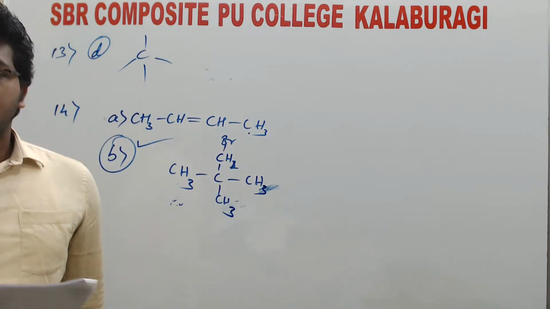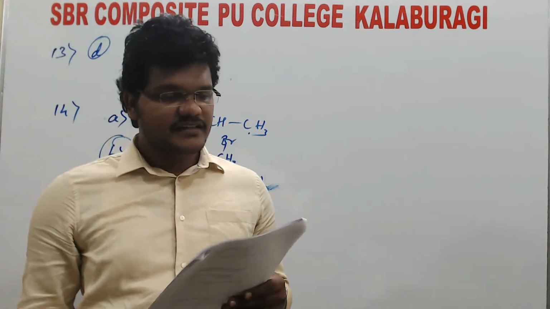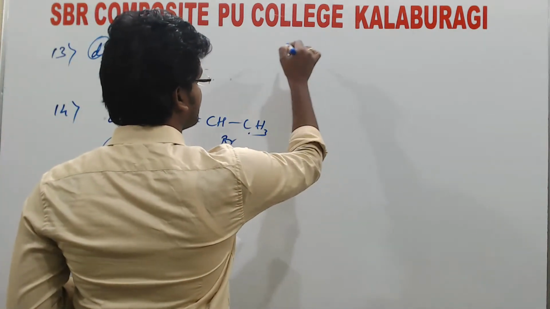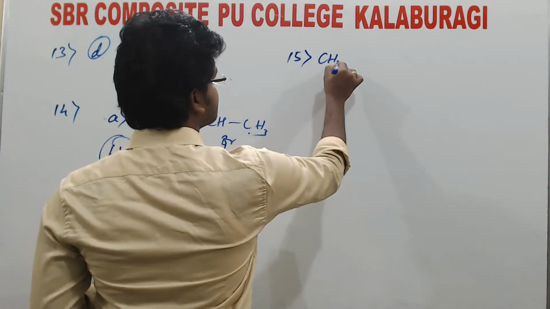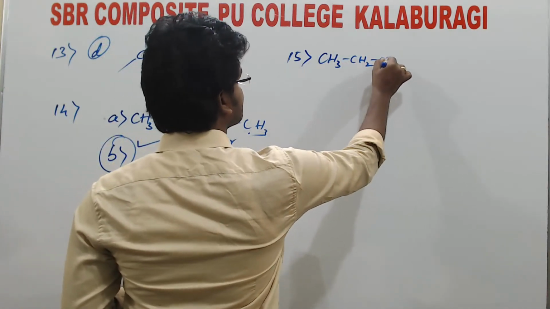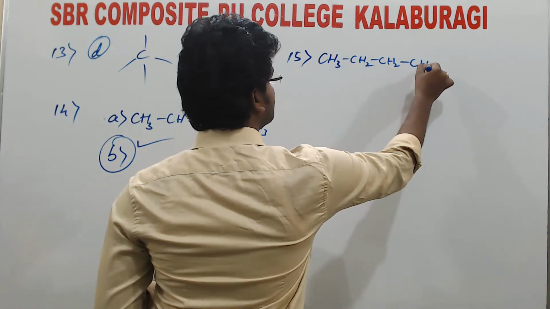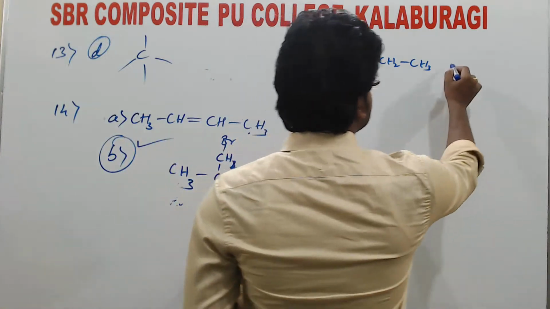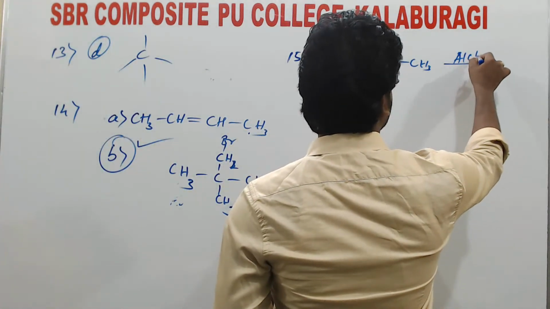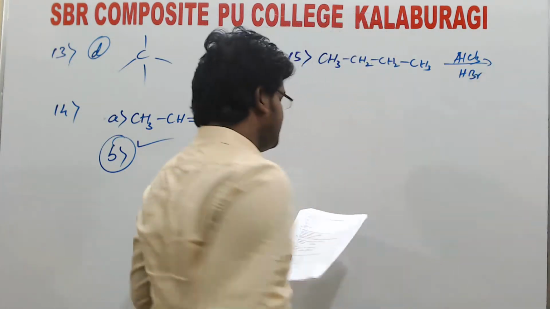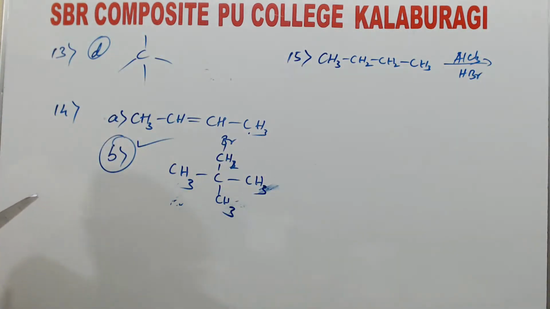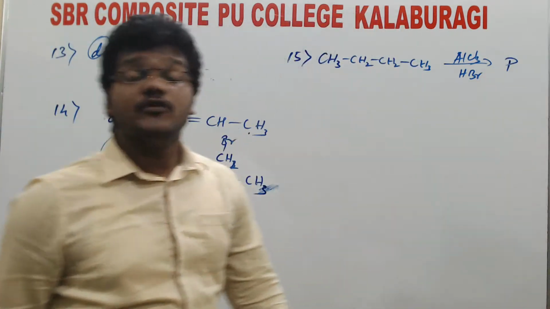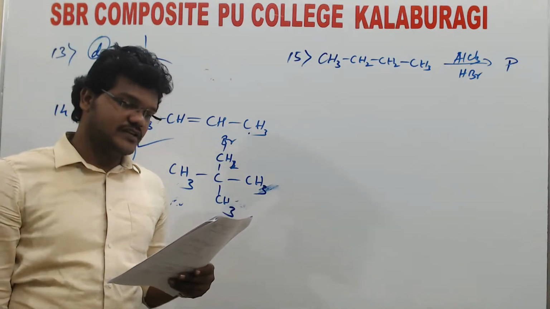So let's go for the next one, 15th. They have given butane: CH3, CH2, CH2, CH3. Butane they have given. And they have added AlCl3, aluminum chloride and HBr. You will get a product. Which product are you going to get? They are asking. They have given 4 options over there.